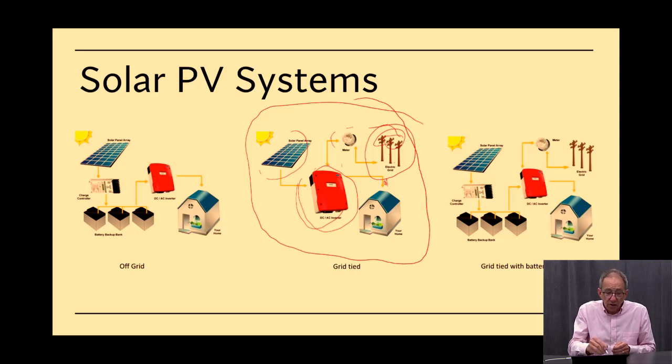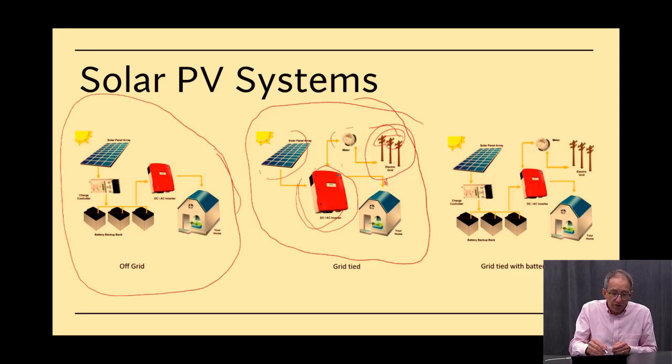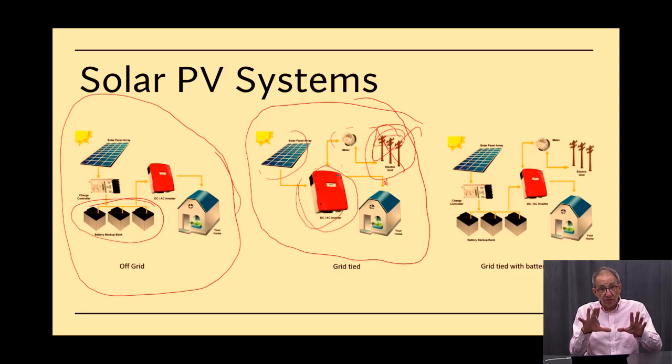We can go off grid, where we would say, we're not going to use this grid system at all. We're going to have our own battery storage. We're going to generate electricity during the day. Some of that will be used, some of it will be stored in a battery, and then we're going to use that battery at night to power the rest of our house.